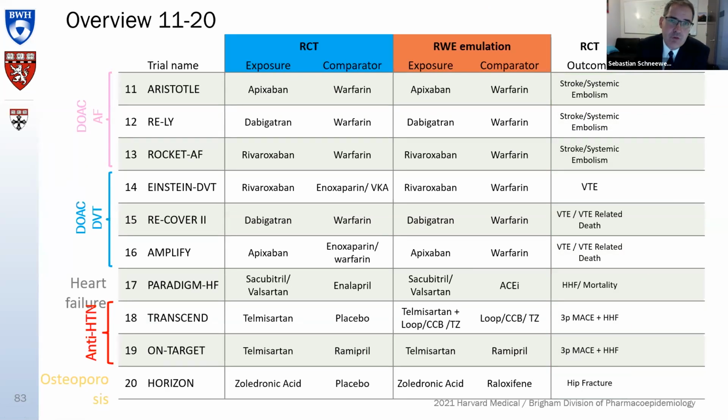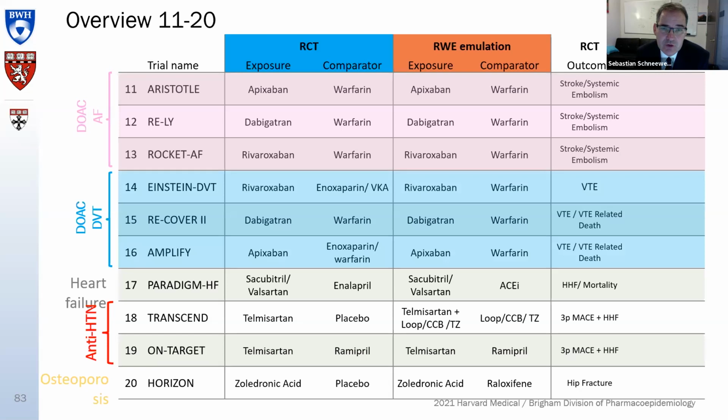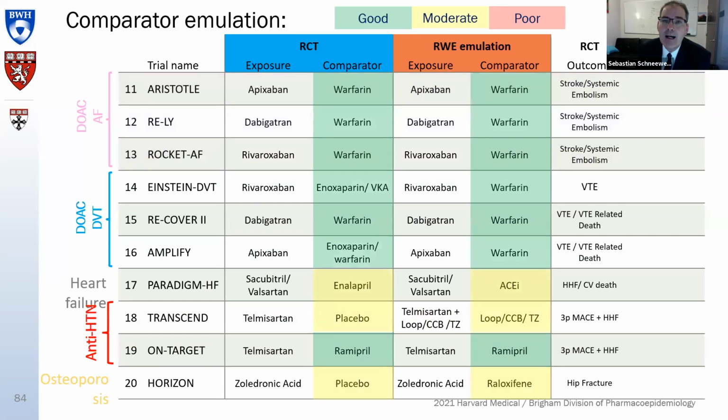The randomized trials 11 through 20, the second batch: we have the first 3 being direct oral anticoagulants in patients with atrial fibrillation for the prevention of stroke, Aristotle, Re-Ly, Rocket AF. The next 3 are equally direct oral anticoagulants, but now for the treatment of DVT: Einstein DVT, Recover2, and Amplify. Number 17 is Paradigm HF for treatment of heart failure. We have antihypertensives, Transcend and On Target. And the last one of this first batch of 20 is Horizon Pivotal, which is for the treatment of osteoporosis. And you see again the markings here in green and yellow.